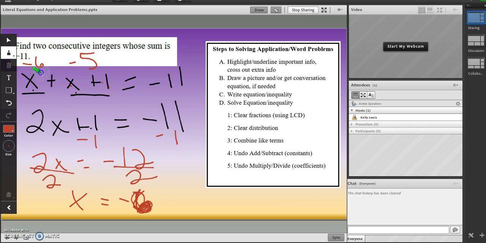And we can check it. -6 plus -5 is -11. So my two numbers are -6 and -5. And -6 is the smaller one. -5 is the bigger one.